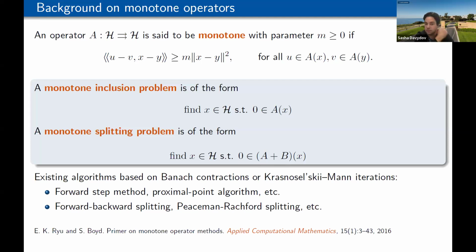And largely, these results are based upon either Banach contractions or Krasnoselskii-Mann iterations. So essentially, contraction iterations or non-expansive mapping iterations in some sense. For the inclusion problem, this is something like the forward step method or those averaged iterations Saber introduced. It could be the proximal point algorithm, which is really useful when your operator is set-valued and you can't iterate a set very easily to find a fixed point.